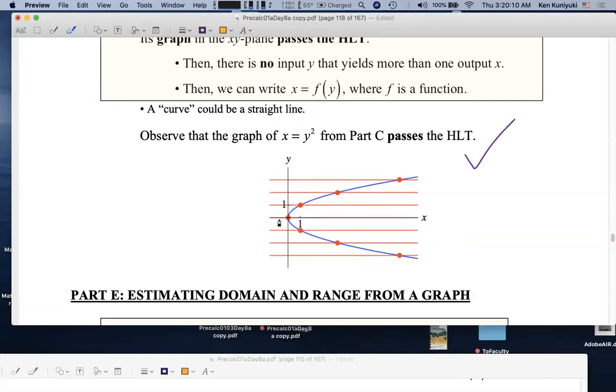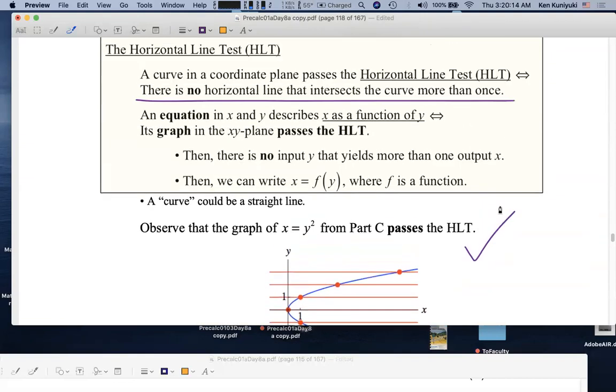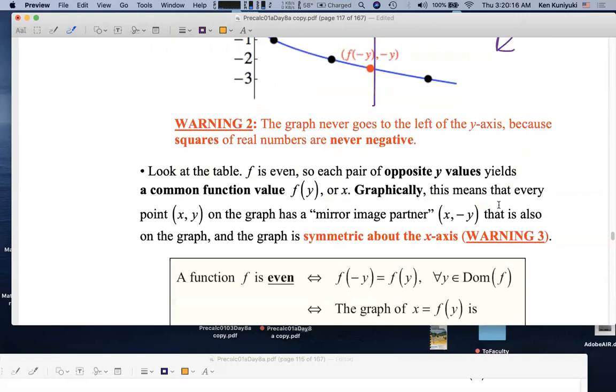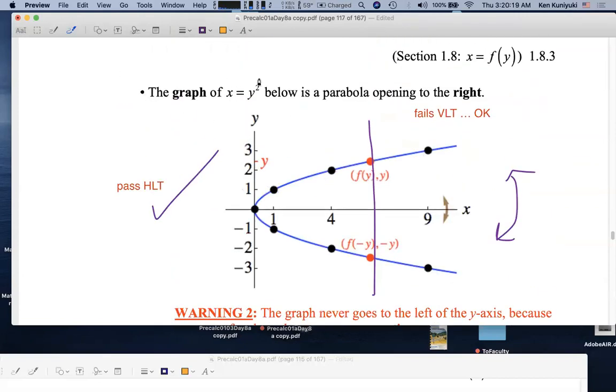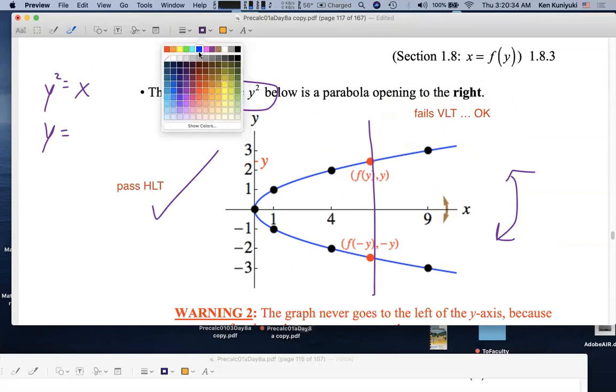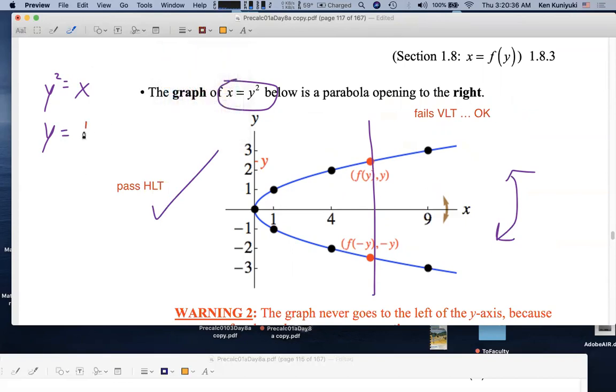Now, you can actually construct this graph using, in a way, implicit functions. So what's another way of getting this graph over here? Well, we have x equals y squared. What if we turn it around? Y squared equals x. Apply the square root method. Y equals what? If y squared equals x, what could y be? Careful. Don't forget, plus or minus the square root of x.